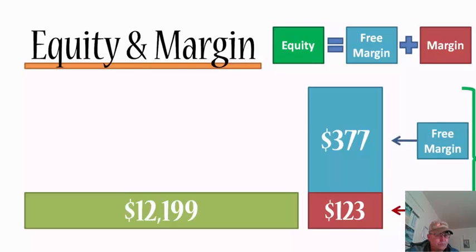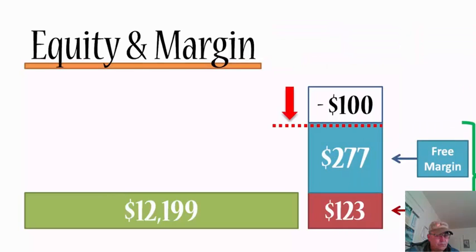So if the market moves against our position, let's say the unrealized loss on our account is $100. As you can see, the margin is intact, the broker funds are intact, but the free margin has reduced by $100. And therefore, our equity has also reduced by $100. At the same time, we should note that the balance hasn't changed.